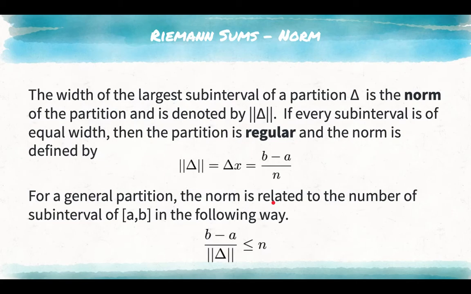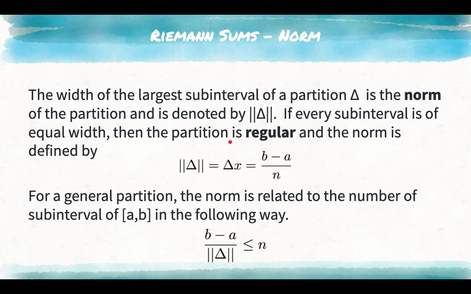So when we talk about these Riemann sums, we talk about the norm. We represent it with this. It's kind of like the absolute value, except it has the double bars on each side. You might recognize this. We use the same notation in physics for magnitude. So when we're talking about the norm, we're talking about the biggest subinterval of the total interval. If all of them are the same width, we call this a regular partition, and the norm is b minus a over n.